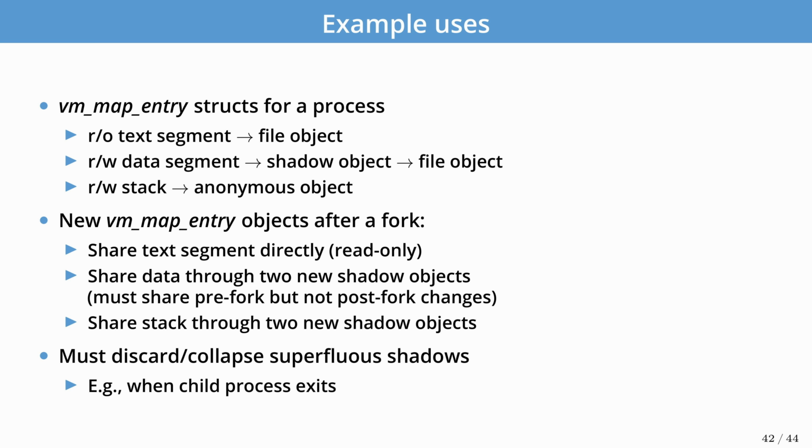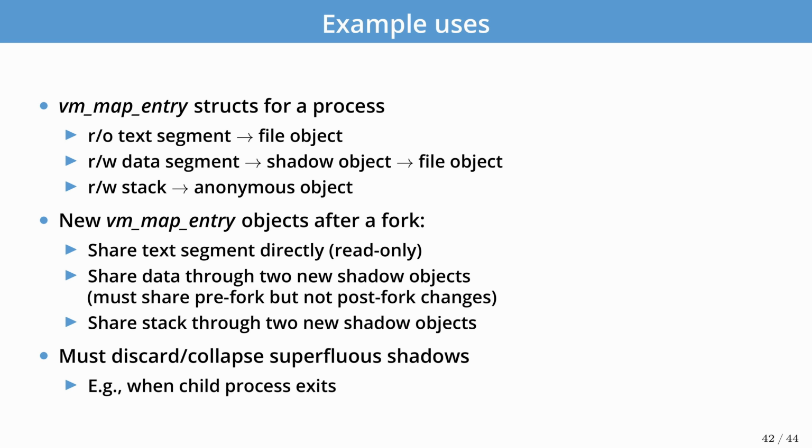Over time, as processes exit, whether it's the parent or child process exits, we need to discard these shadows because we're creating these long chains of shadows that retain memory. They retain all the pages that have been modified individually. So when we see that no other process is referencing a shadow, we can then collapse multiple shadows and sometimes even collapse shadows back into the original object.